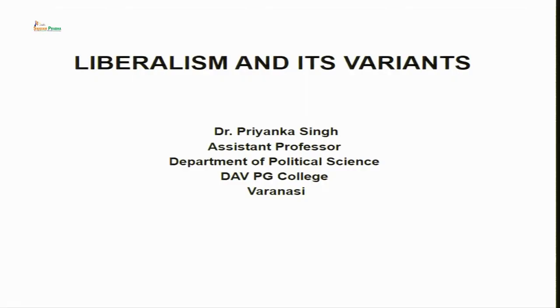In this lecture, I will focus on liberalism and its various variants in the study of international relations. In the previous two lectures, I talked about the emergence of international relations as an academic discipline. I focused on the different stages of international relations, the principles of international relations, and the theory of idealism and realism. In the theory of idealism, I emphasized how human nature and international politics are interrelated and how we can see an optimistic view of human nature.